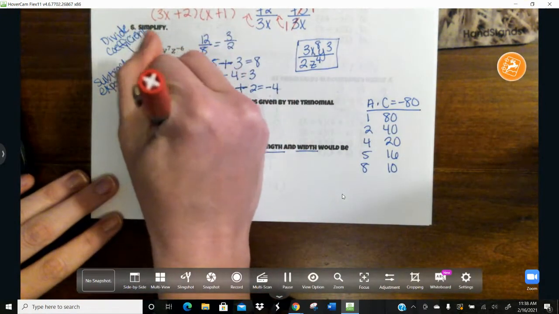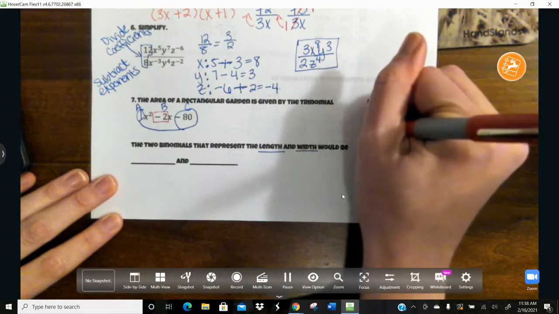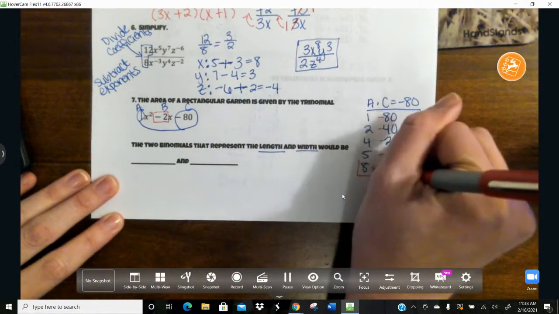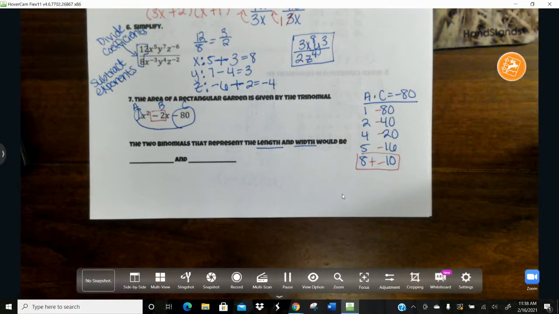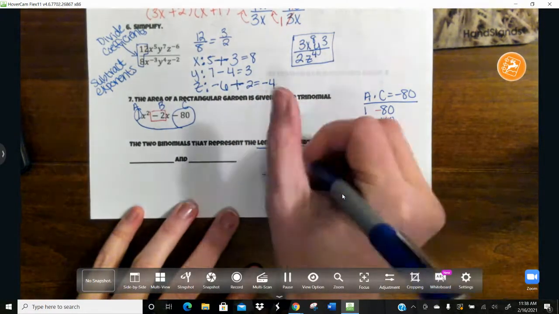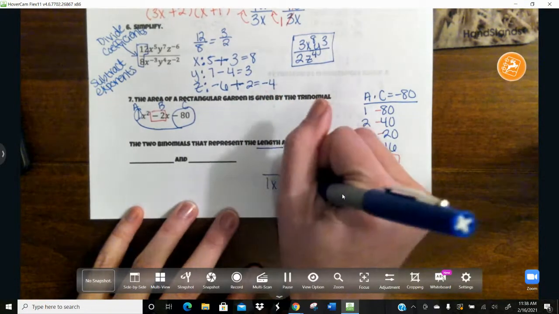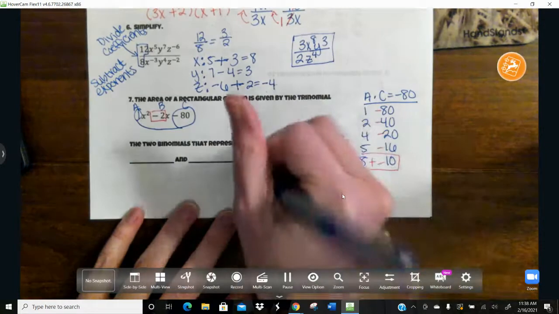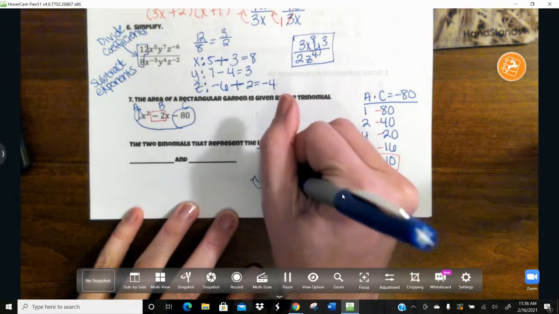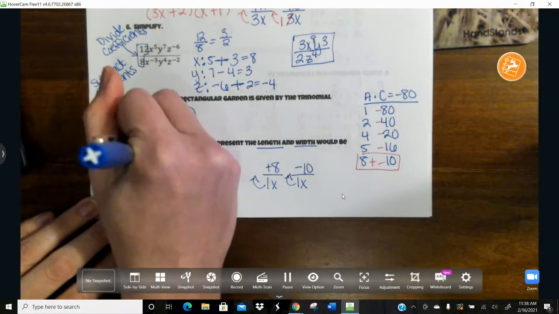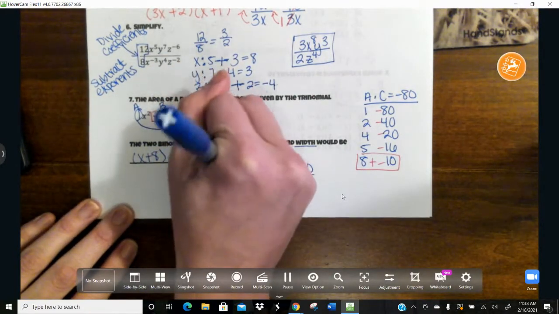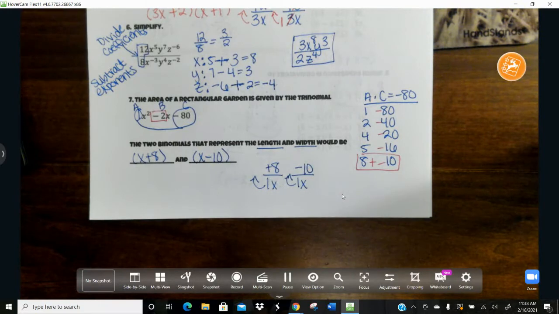B is negative, so my big factor takes the sign. And I need a negative 2, so it's going to be 8 and negative 10. So I set up my two fractions, 1x at the bottom, plus 8, minus 10. The 1's at the bottom, so it's not going to reduce. So I have x plus 8 and x minus 10 as my two factors.